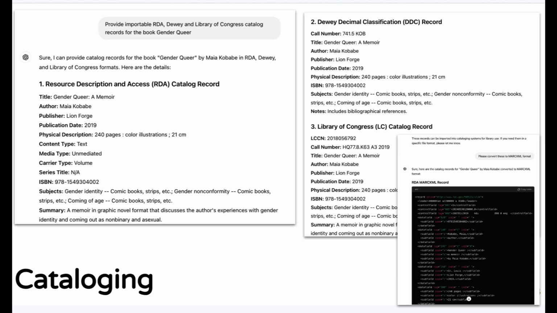You might use generative AI tools. This one's ChatGPT 4.0, I believe, for cataloging. And notice that I was trying to catalog a record for genderqueer, and it gave me, I'm not an expert, a pretty good record. But not only that, because these tools can do coding, I was able to get an XML file that I might be able to upload into my catalog.